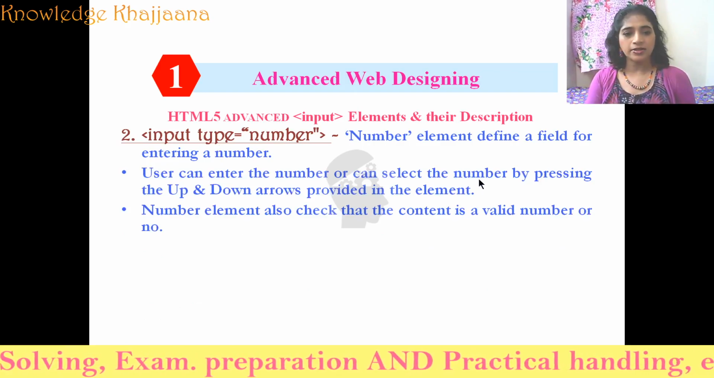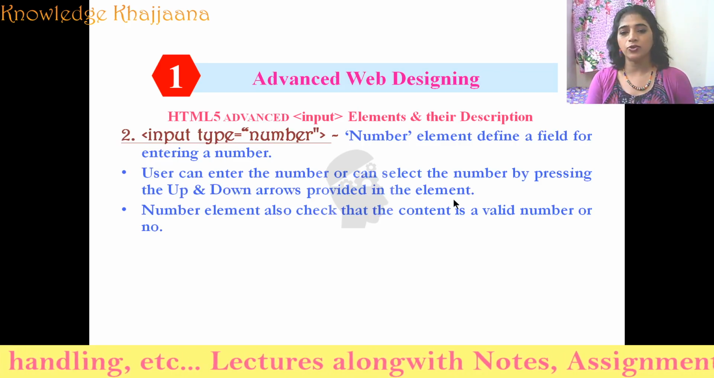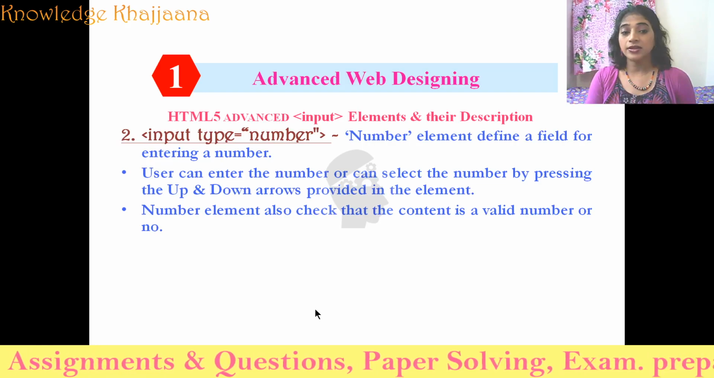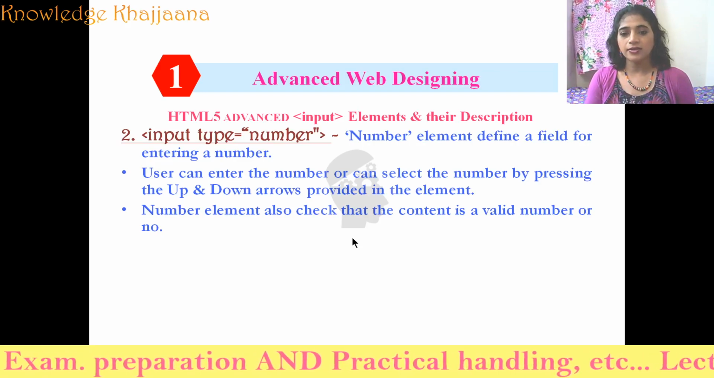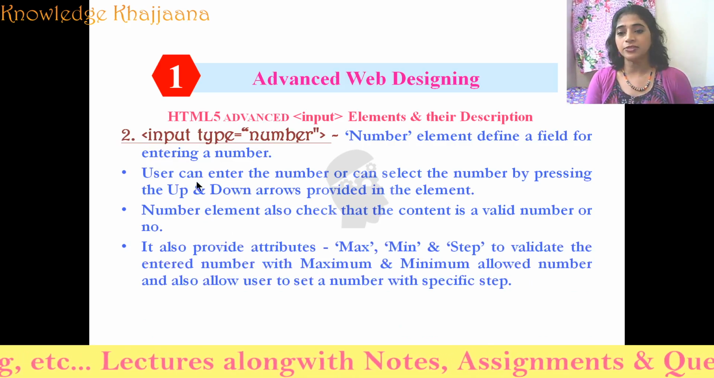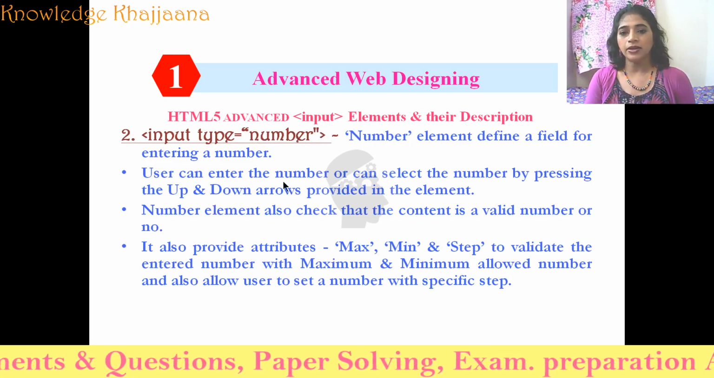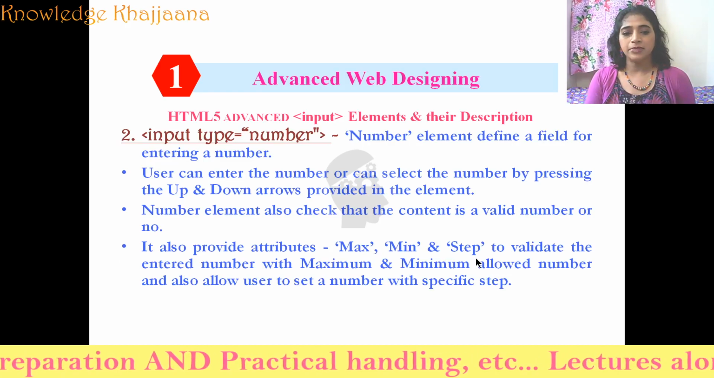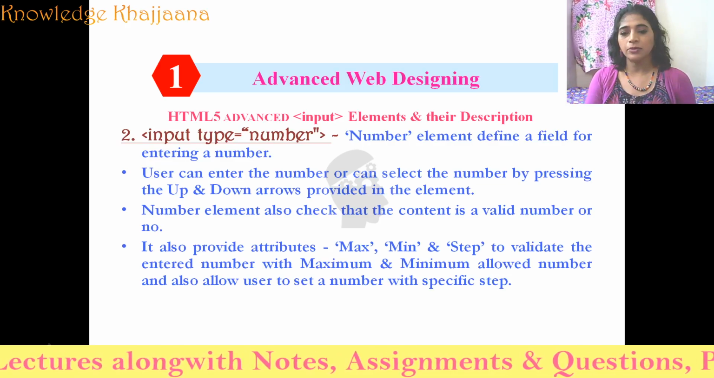See, you can enter the number by typing, or you can also select any number by pressing the up and down arrows provided in the element. The number element also checks that the content is a valid number or not. Means it will not allow you to enter characters, symbols, etc. So this is the special validation provided by the input type is equal to number element. It also provides the attributes like max, min and step to validate the entered number with maximum and minimum allowed numbers.